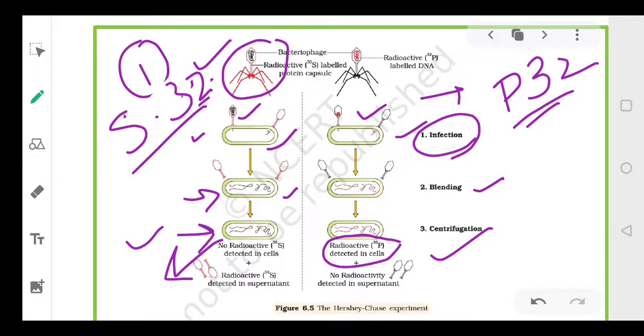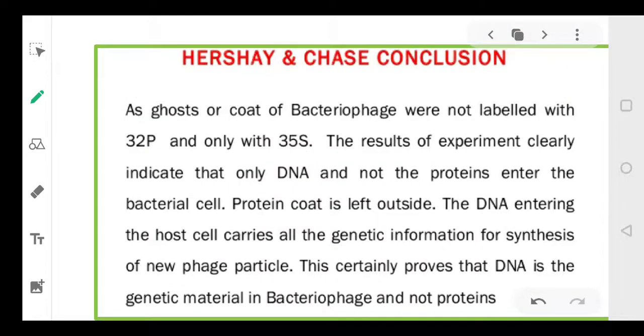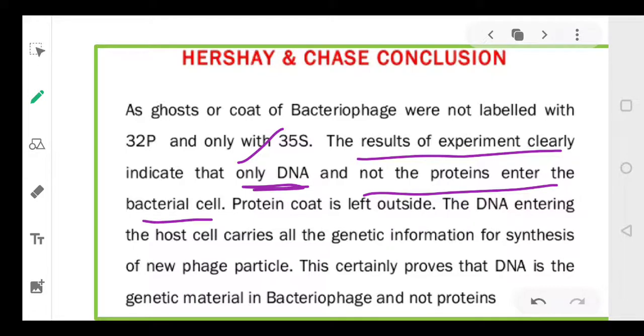Okay. In this case, highly radioactive cells were detected with radioactive phosphorus 32. Okay, the cells were detected with the bacterial cells. They contained most of the radioactive P32. So from this experiment, it was concluded that it is the DNA which is the genetic material. It is not the proteins which are the genetic material. So the results of this experiment clearly indicate that only DNA, not the proteins, has entered the bacterial cell.